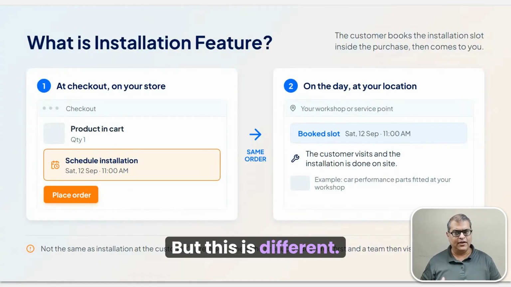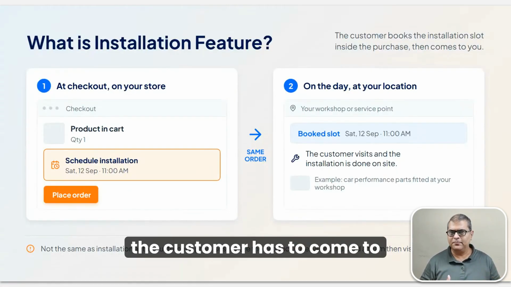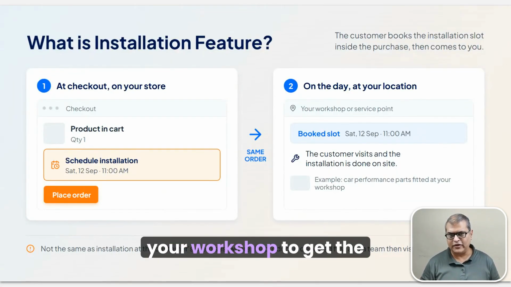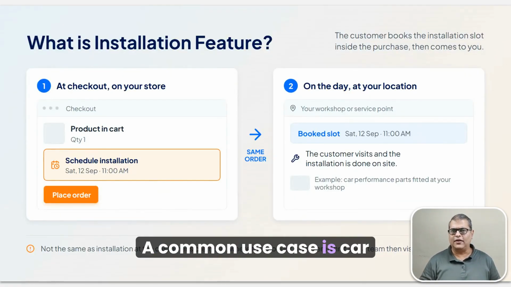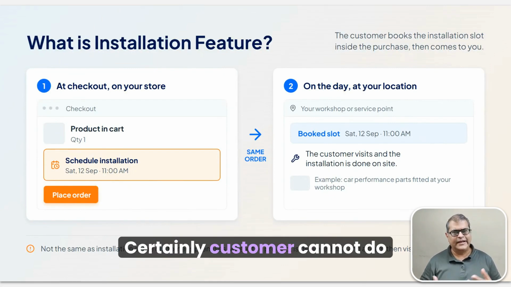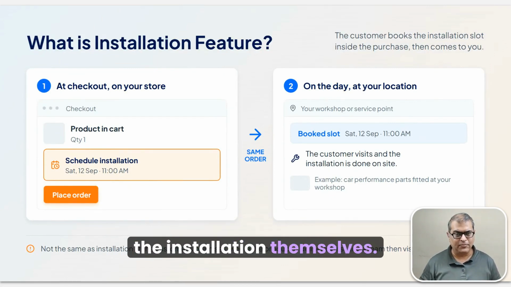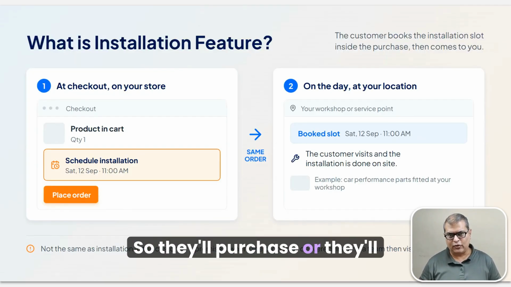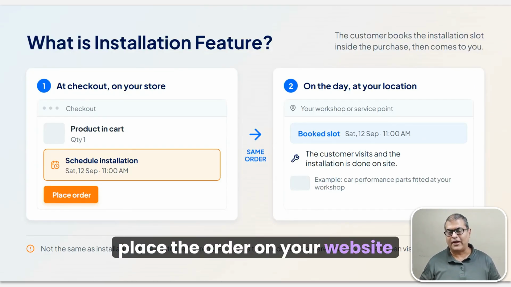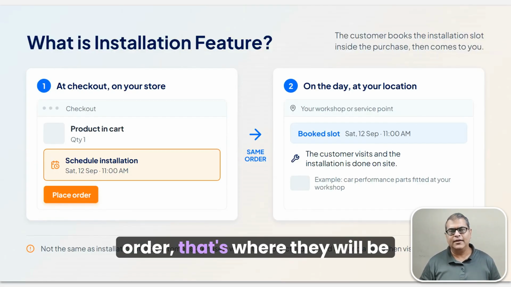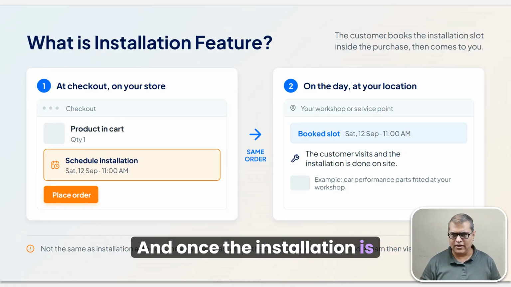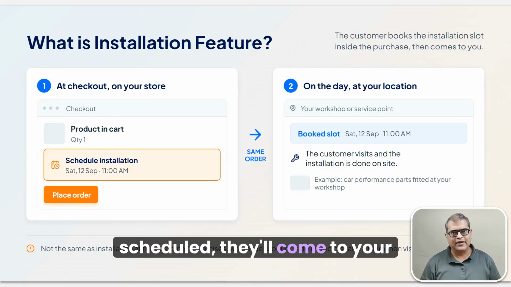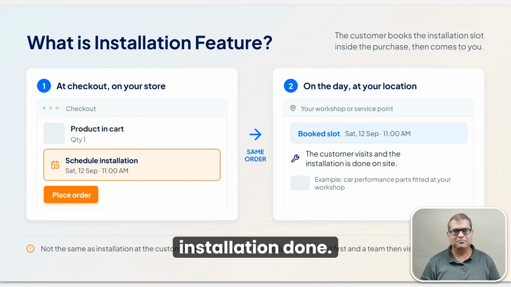But this is different. This is generally used where the customer has to come to your workshop to get the professional installation done. A common use case is car performance parts. Certainly, the customer cannot do the installation themselves, so they will place the order on your website, and while placing the order, that's where they will schedule the installation. And once the installation is scheduled, they'll come to your workshop and get the installation done. So that's how this particular feature works.